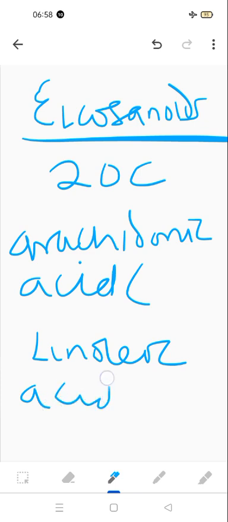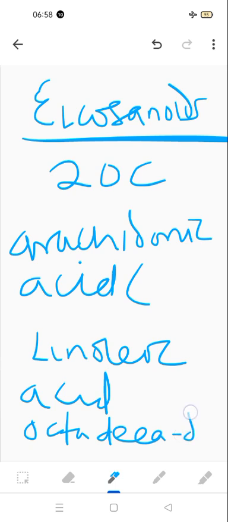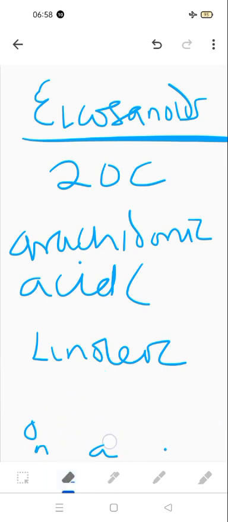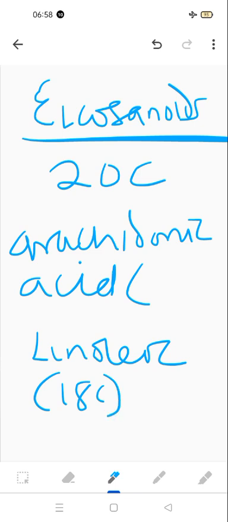Linoleic acid is an octadecadienoic acid. That means linoleic acid is an 18 carbon fatty acid, while arachidonic acid is a 20 carbon fatty acid.